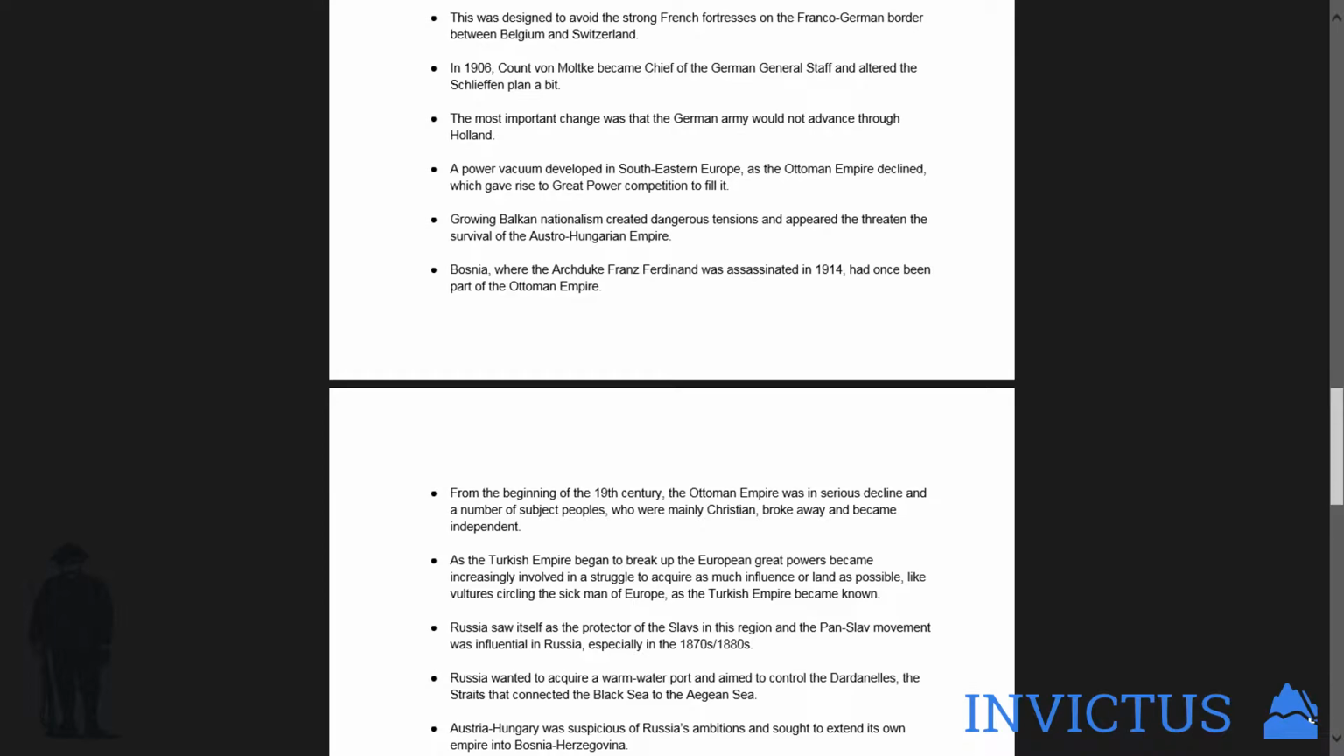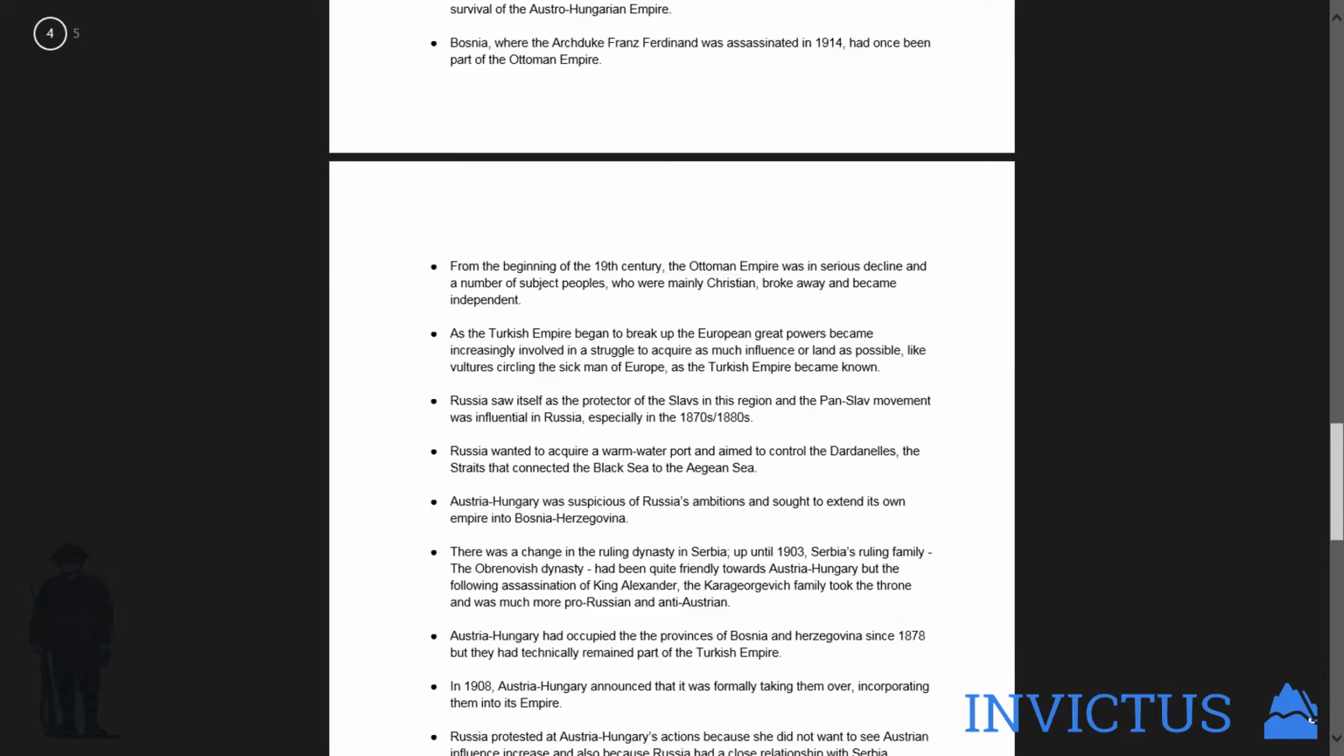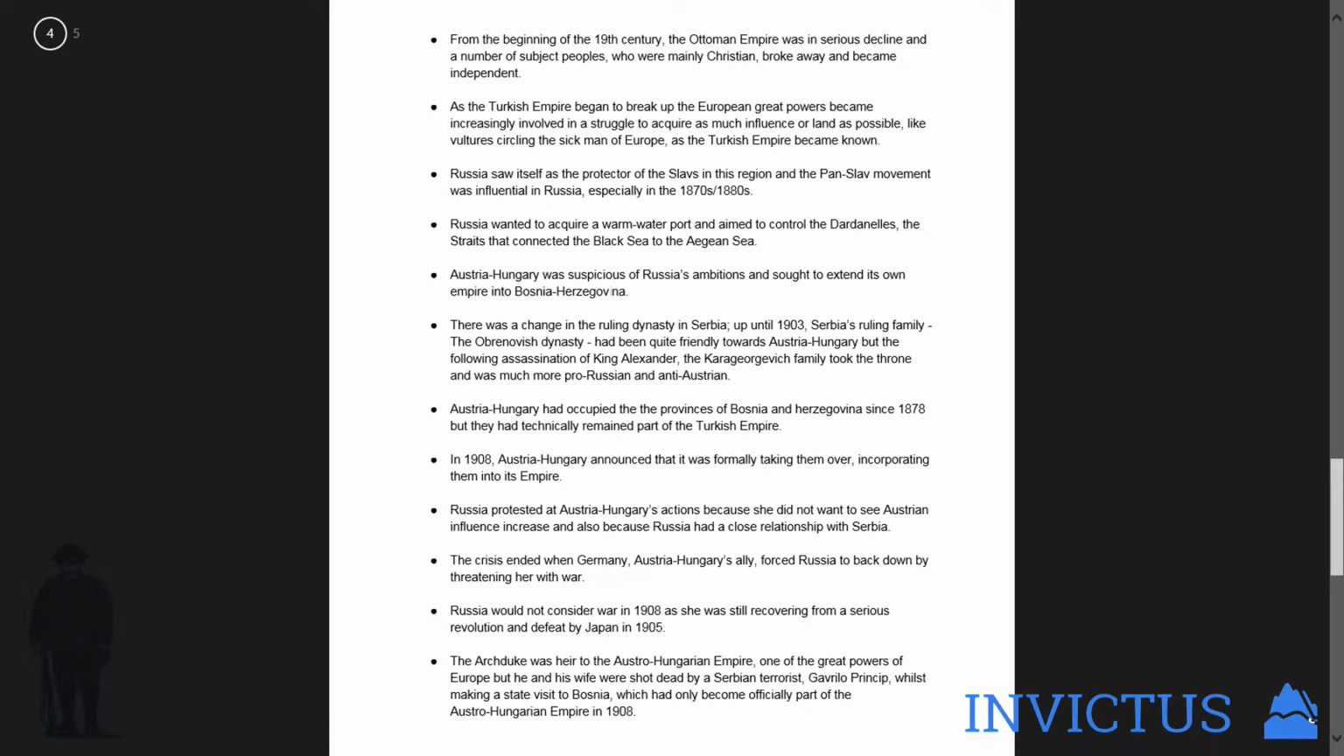The Germans would go through Belgium, and as we know, Belgium is neutral and a friend of the UK, so that brought the United Kingdom into the war when Belgium just got steamrolled by Germany, which was not a good thing.